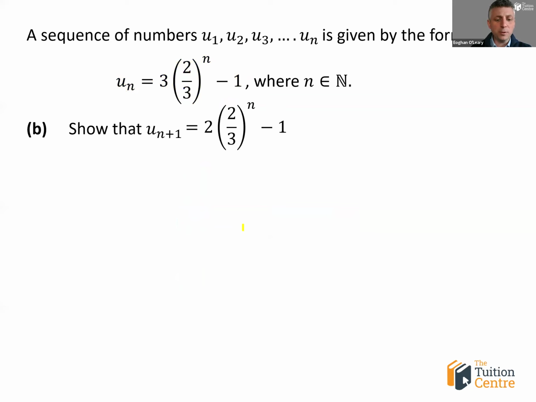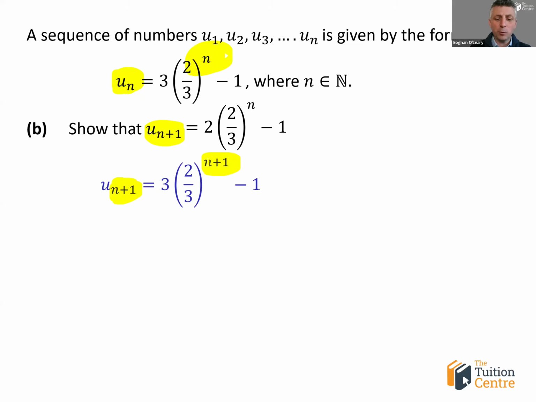Show that un plus 1 is equal to 2 times 2 over 3 to the power of n minus 1. Now, a number of students will find that they're just not sure what to do with this. But again, if you don't know what to do, go with what you know. So what we know is that if un is 3 times 2 over 3 to the power of n minus 1, well, just like a function, where you had n, you're now going to put in n plus 1. Okay? So where you had n, you're going to put in n plus 1. So it's as simple as that in many ways, but that is enough to throw people off. And a lot of people wouldn't just think to do that.